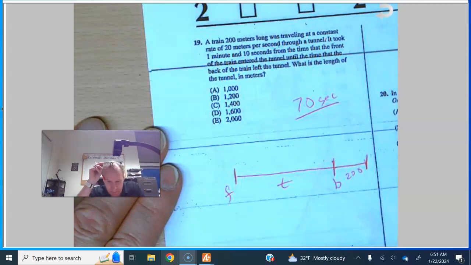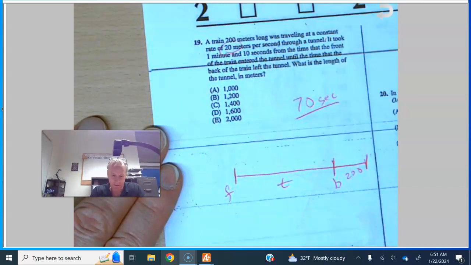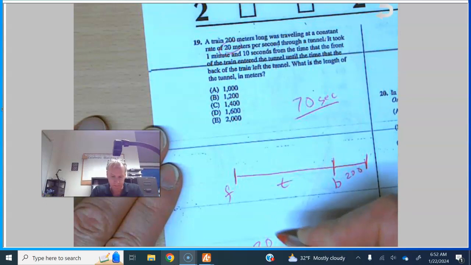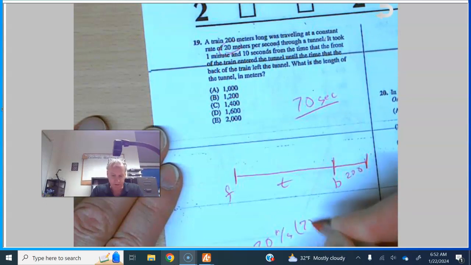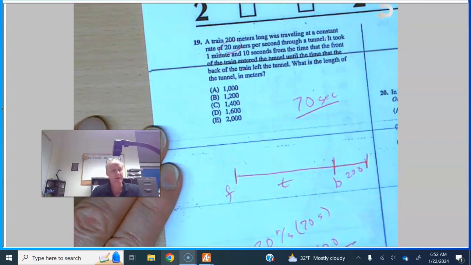And it says, what is the length of the tunnel? So it's traveling at 20 meters per second for 70 seconds. 20 meters per second times 70 seconds means that it traveled 1,400 meters. And it seems like that might be the length of the tunnel.